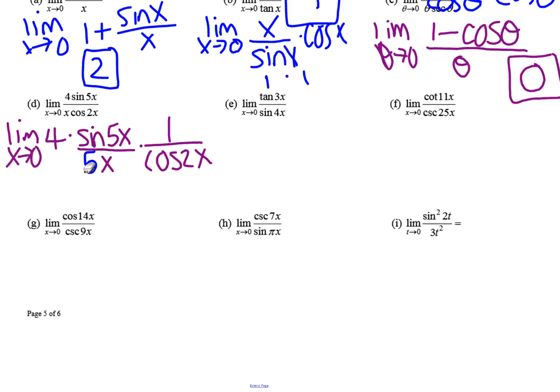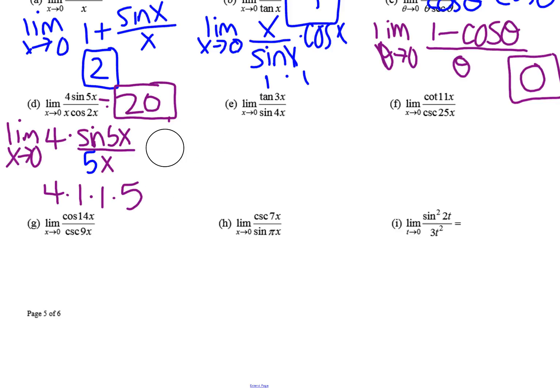But I can't just divide by 5. I would also have to multiply by 5. I'll put it over here. So now our limit as x approaches 0, we get 5 times 1 times 1 times 4. So our limit in this case is 20. It's kind of neat how that worked out. I'm going to erase this to get some space for the next problem.